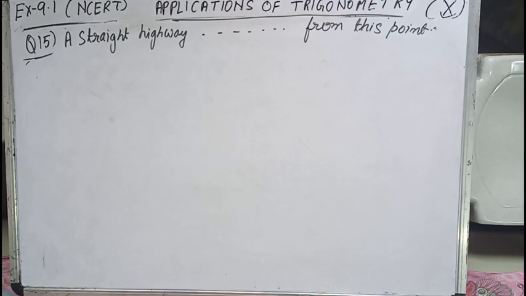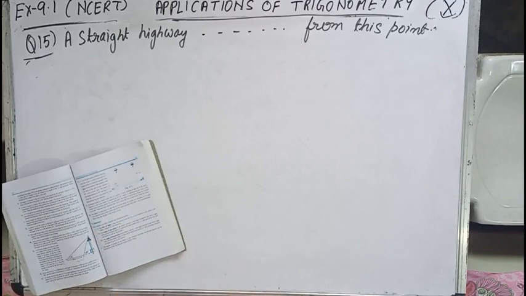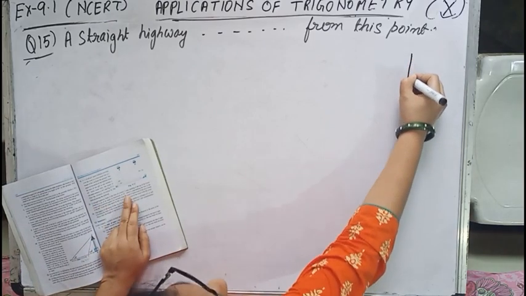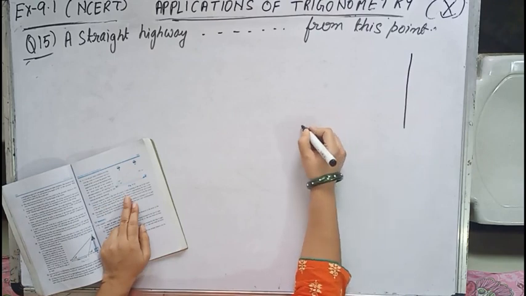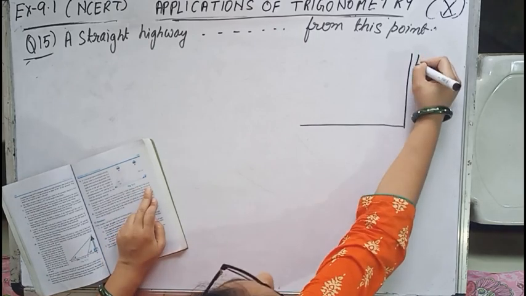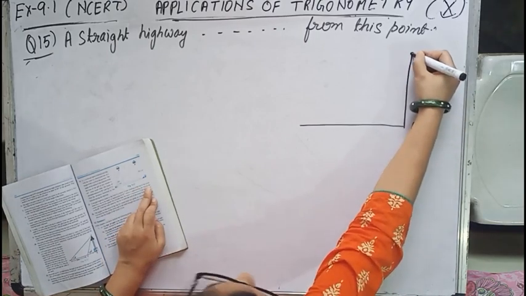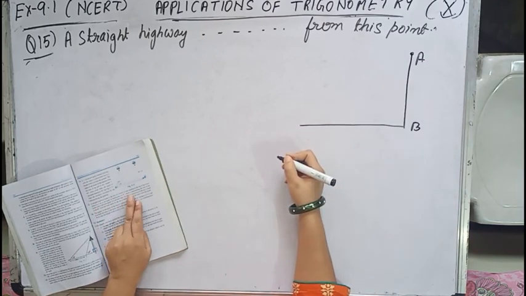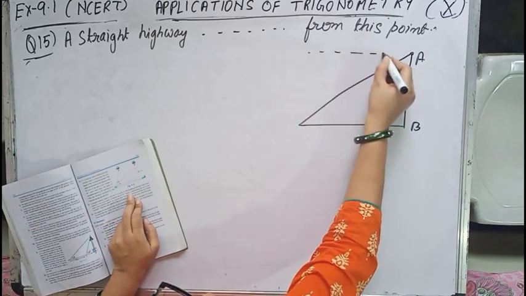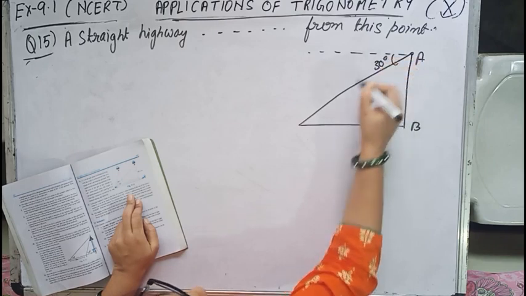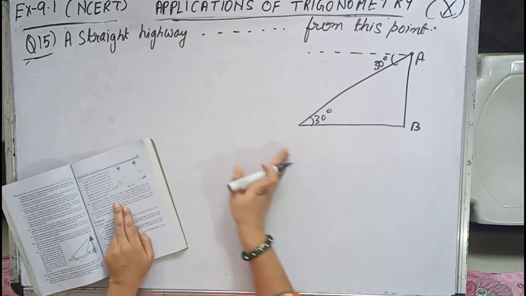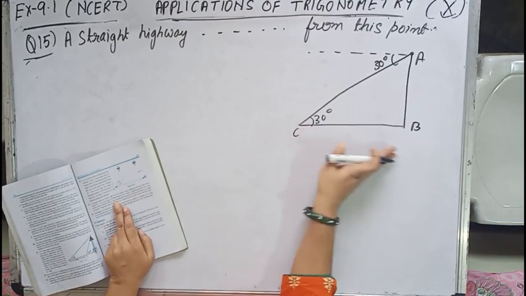Now question number 15. Question number 15 is, a straight highway leads to the foot of a tower. So let us make the tower first and a highway. This one is the highway. A man standing at the top of the tower, let us name it AB. A man is standing here, observes a car at an angle of depression of 30 degree. So this one, depression 30 degree. So this also is 30 degree. The car is approaching the foot of the tower with a uniform speed, means the car is moving towards the tower with a uniform speed.